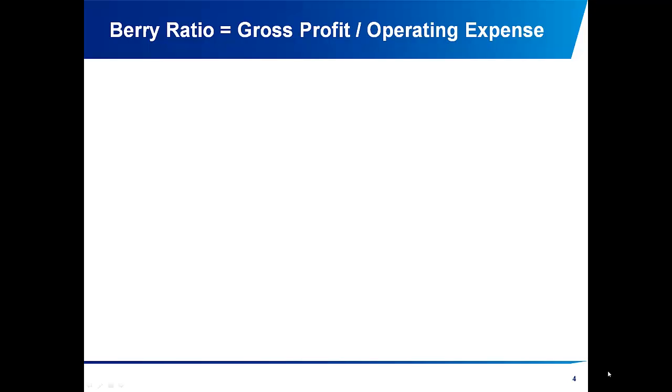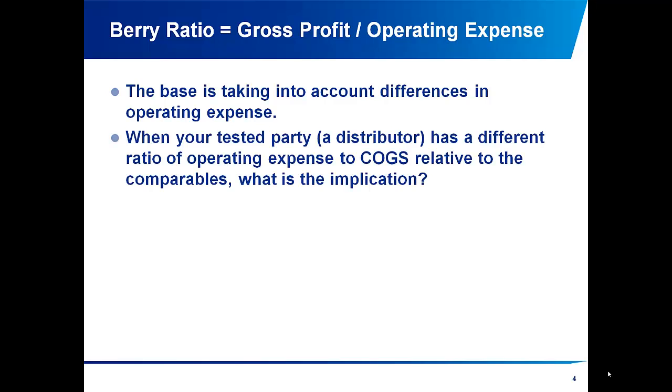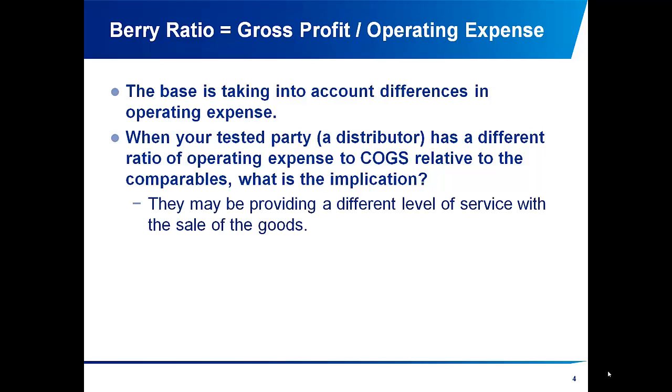Now up above you see the definition of the Berry ratio. It's the gross profit divided by the operating expense. The base, operating expense, is taking into account differences that might be coming about with the amount of service level that's being offered. When your tested party, which is a distributor, has a much different ratio of operating expense relative to cost of goods sold, well then, especially when you compare it to the comparables, what are the implications of that? Well, it could be that it's providing a different level of service with the sales of the goods.